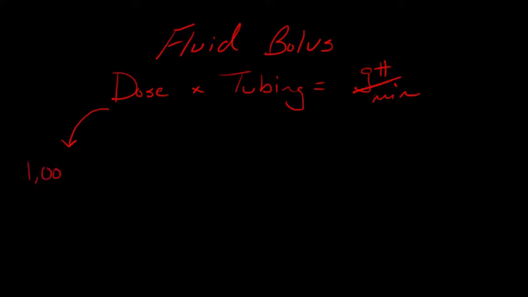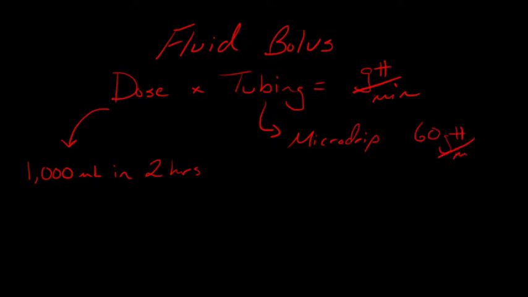Let's say we're ordered to give 1,000 milliliters of fluid over the next 2 hours. And the tubing that we're going to use is micro drip tubing. And micro drip tubing, remember, is 60 drops per milliliter. So every time 60 drops go through the little drip chamber, that's 1 milliliter of fluid going into the patient.